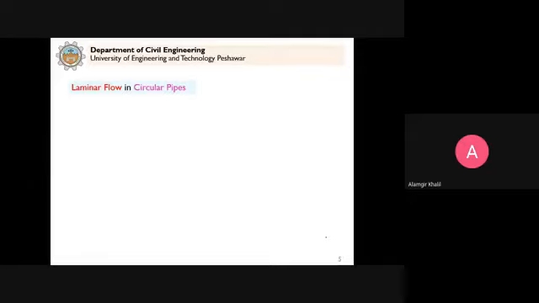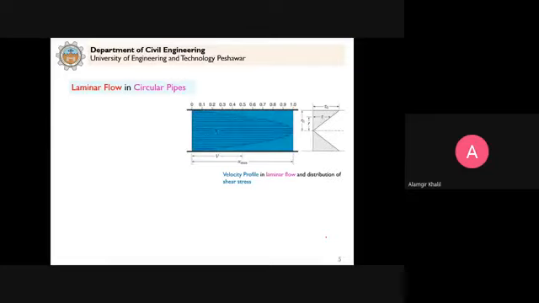Now next we consider laminar flow in circular pipes. In this topic we will try to see how laminar flow occurs in the pipes, what their characteristics are, and how to define the velocity profile for laminar and turbulent flow. So first we consider the laminar flow.